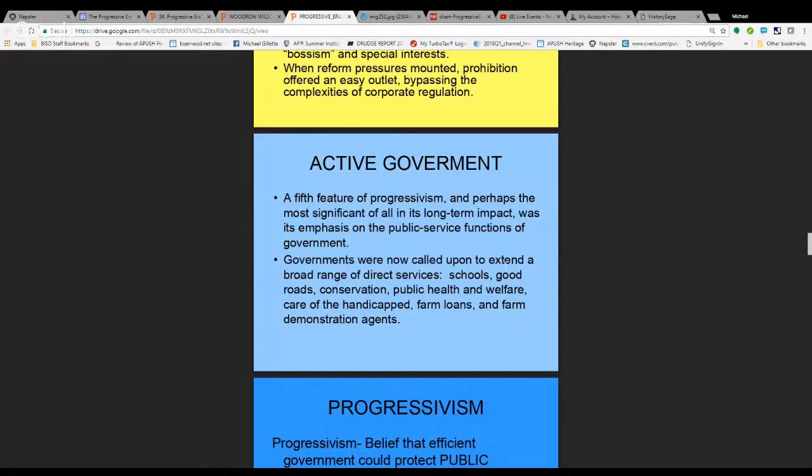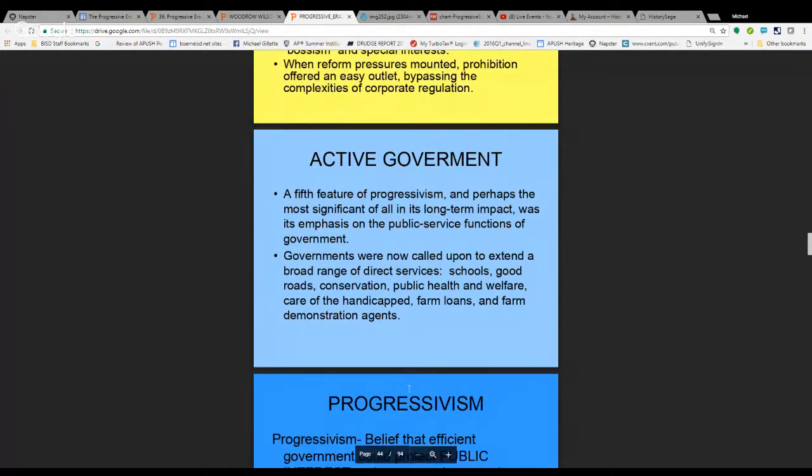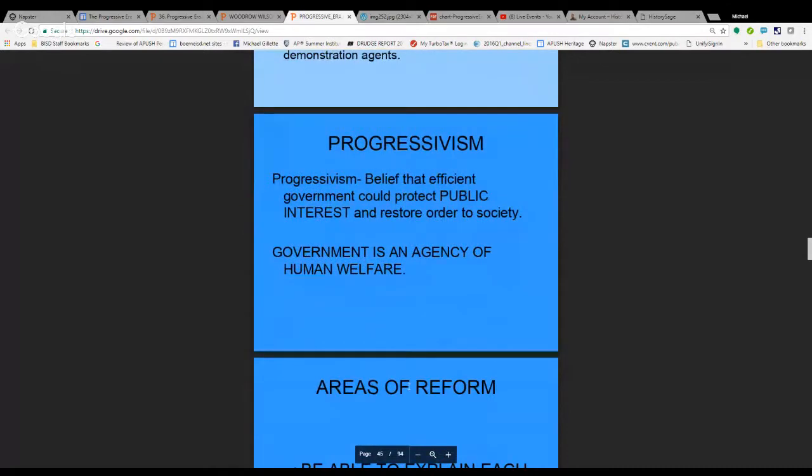And so in dealing with education, infrastructure, conservation, public health and welfare, and other things, progressives promote an active, engaged government that is providing a whole host of direct services for people. And so, yeah, that's the fifth theme. So as we look at progressivism, we're reminded that progressivism is the belief that efficient government could protect the public interest and bring order to society, could restore order to society.